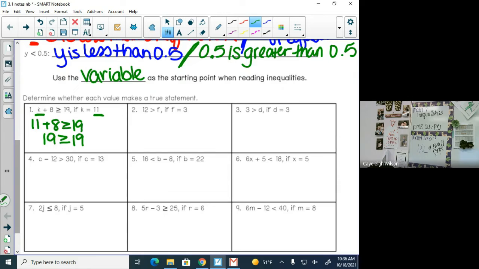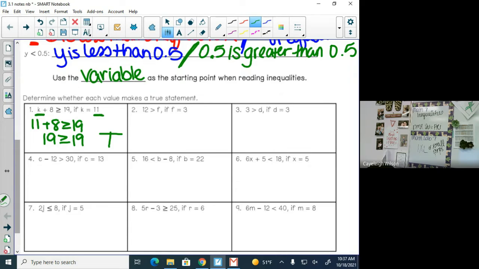So is 19 greater than 19? No. Is 19 equal to 19? Yes. So it's not greater, but it is equal to 19, right? So that's why this one is true, because 19 is equal to 19. So 19 is greater than or equal to 19.